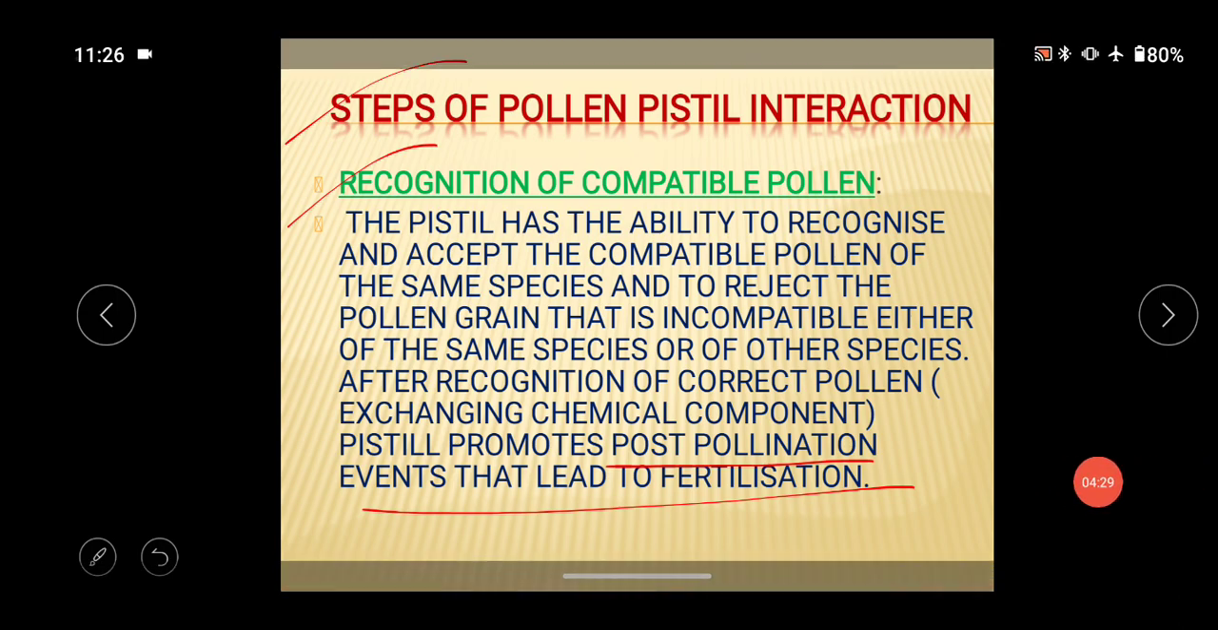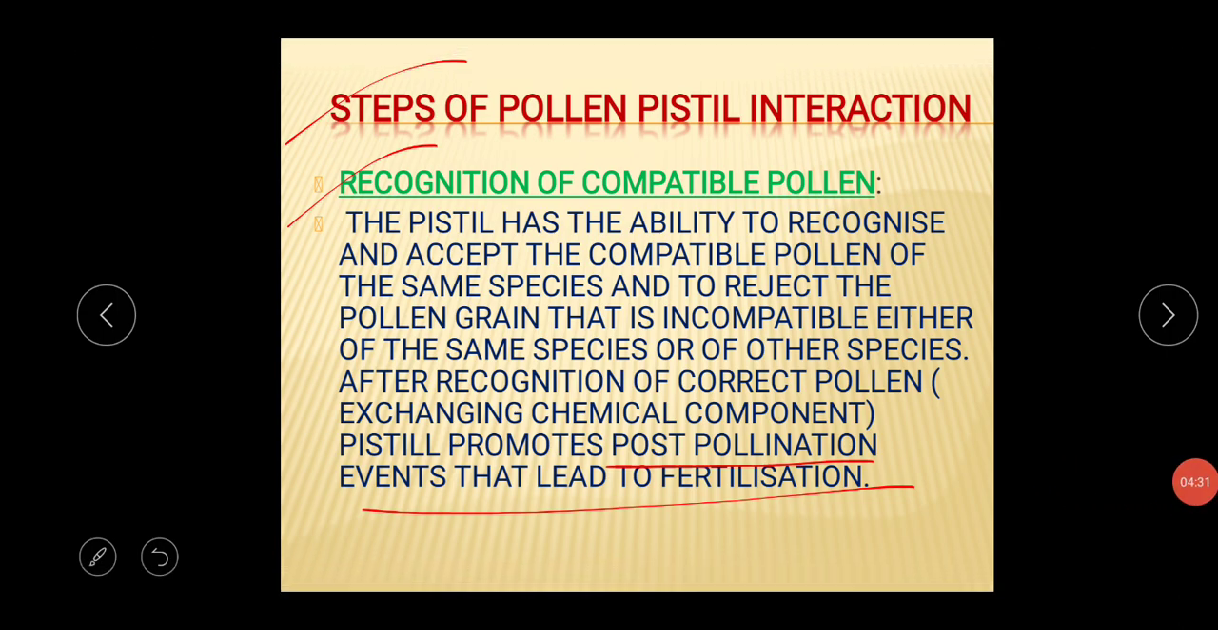The first step is the recognition of the compatible pollen, and in this step the pistil has its own capability to recognize and accept the compatible, suitable pollen of the same species, and reject the incompatible, unsuitable pollen of the same species or other species. So this step promotes the post fertilization events.